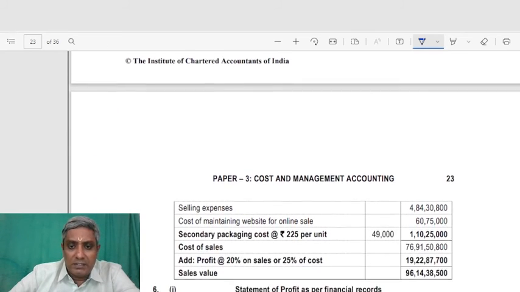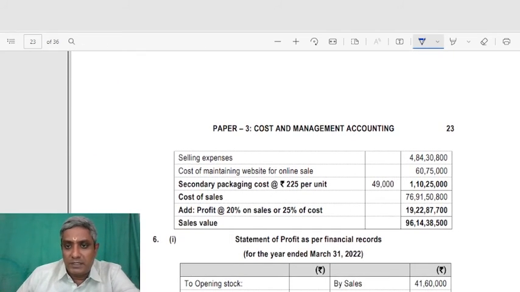Selling expenses are given, and online website expenses. These data are also given. Secondary packaging cost. See here, next important item. So cost of sales is given. 20% on sales is equal to 25% on cost. This thumb rule you all know: 1 by 5, 1 by 4. Same rule. Then the sale value is there.